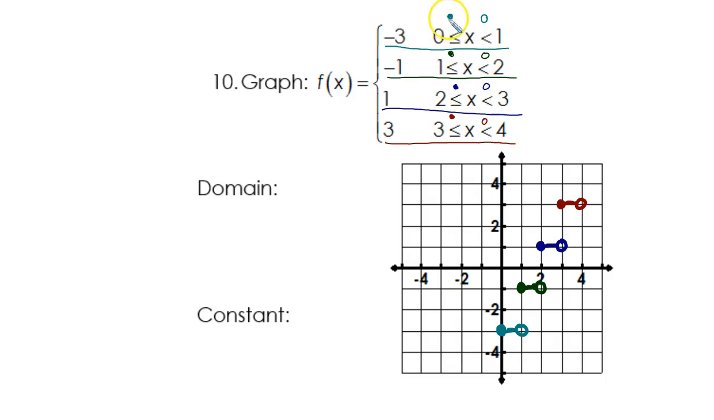And again, I've used the open circles and closed circles for the boundaries. The ones that had less than or equal to got closed circles, and the boundaries that included less than got open circles.